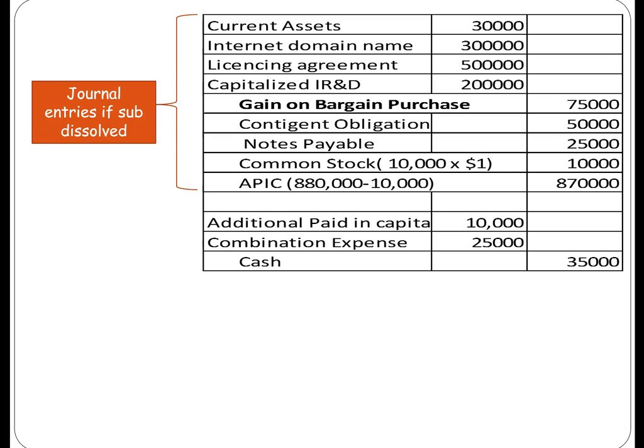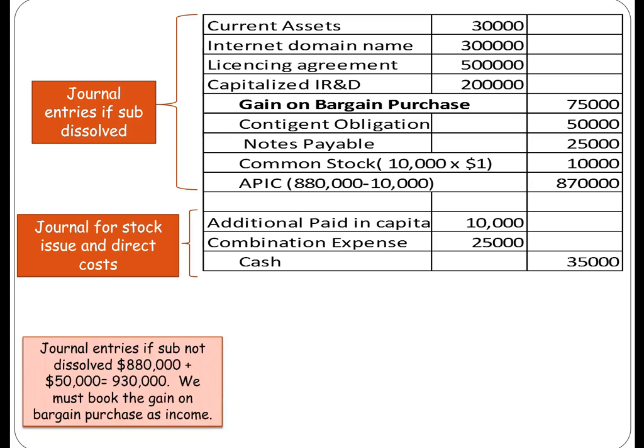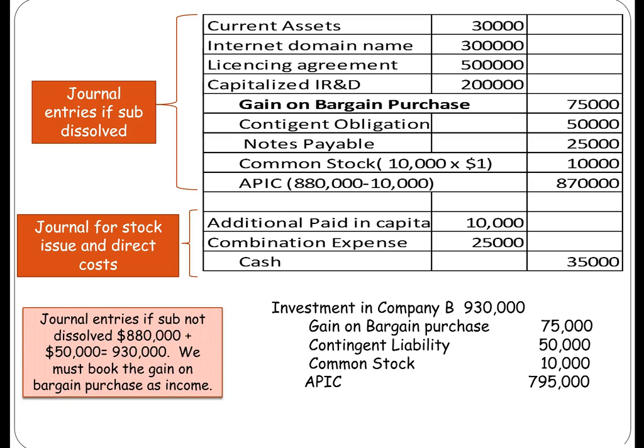We book the gain whether we dissolve the company or we don't dissolve the company. So in our journal entries, if not dissolved, we would have to show that gain on bargain purchase and adjust additional paid-in capital. And that ends this presentation on how you get a goodwill, or what you do when you have a gain on bargain purchase.